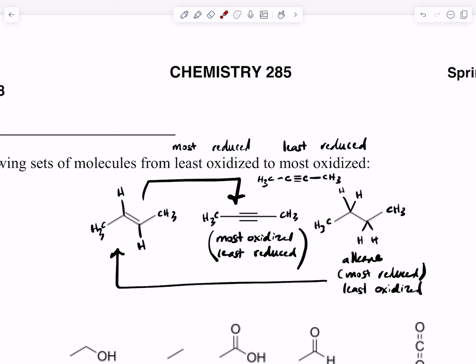Reduced means, in organic molecules, a reduced molecule will have more CH bonds than an oxidized molecule and/or fewer CZ bonds. So reduction is an increase in the number of CH bonds or a decrease in the number of CZ bonds.